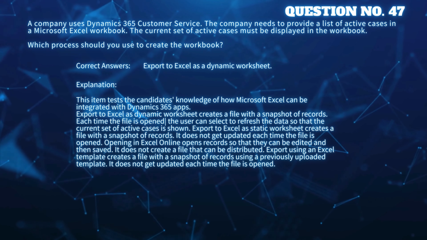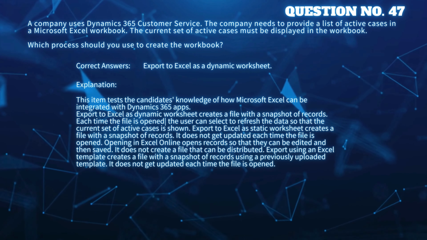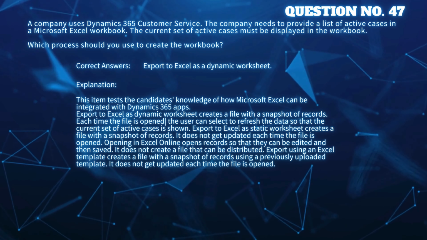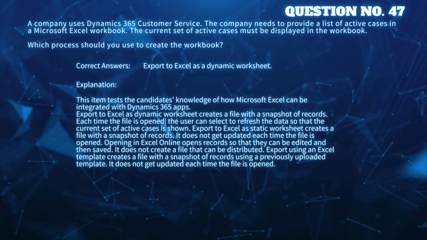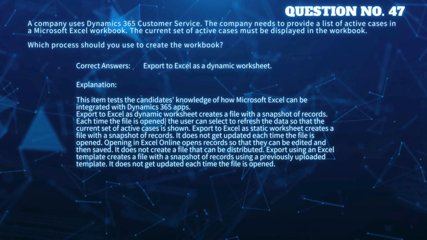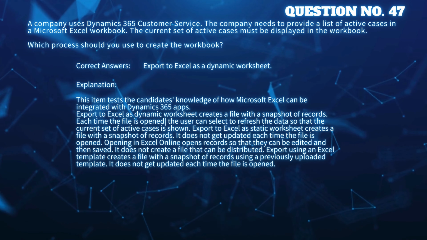Opening in Excel Online opens records so that they can be edited and then saved. It does not create a file that can be distributed. Export using an Excel template creates a file with a snapshot of records using a previously uploaded template. It does not get updated each time the file is opened.